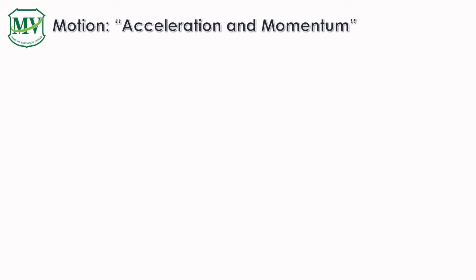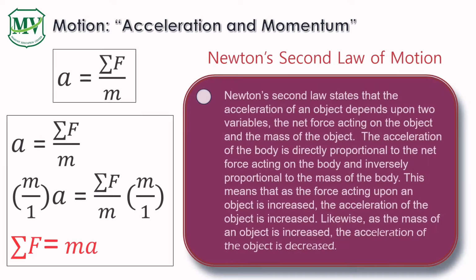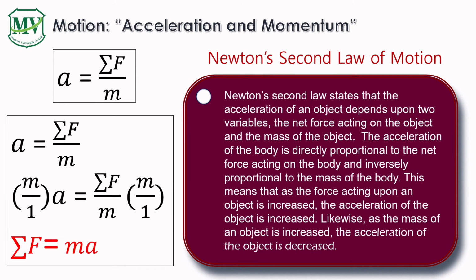The second law of motion pertains to the behavior of objects for which all existing forces are not balanced. Newton's second law states that the acceleration of an object depends upon two variables: the net force acting on the object and the mass of the object itself. The acceleration of the body is directly proportional to the net force acting on the body, and inversely proportional to the mass of the body.